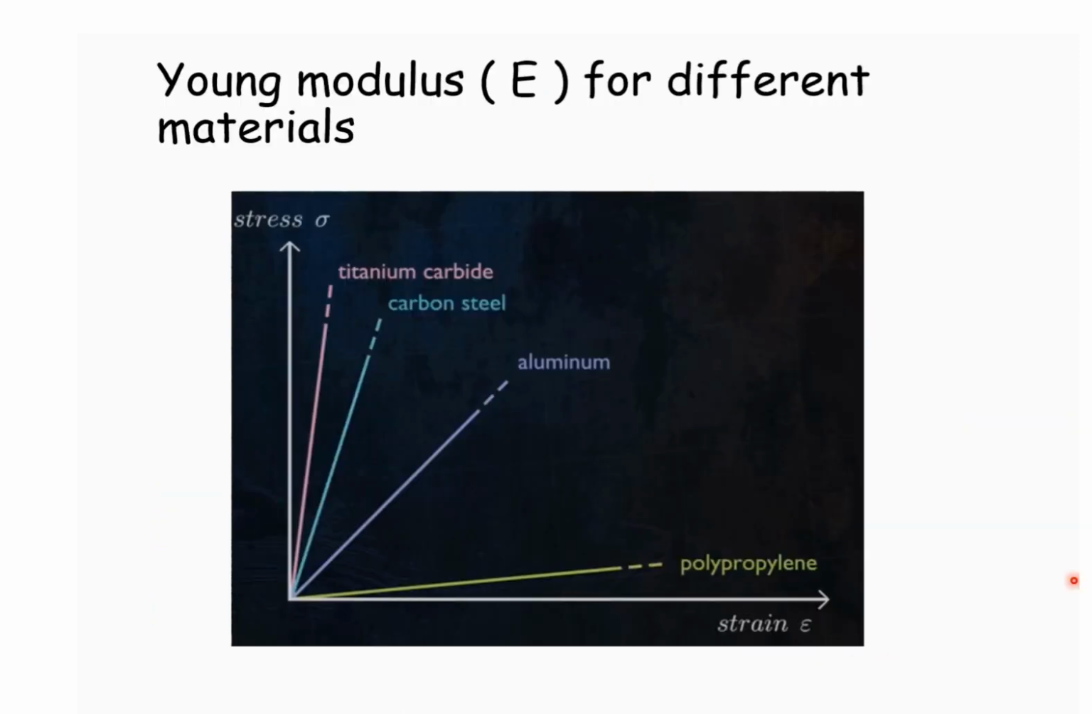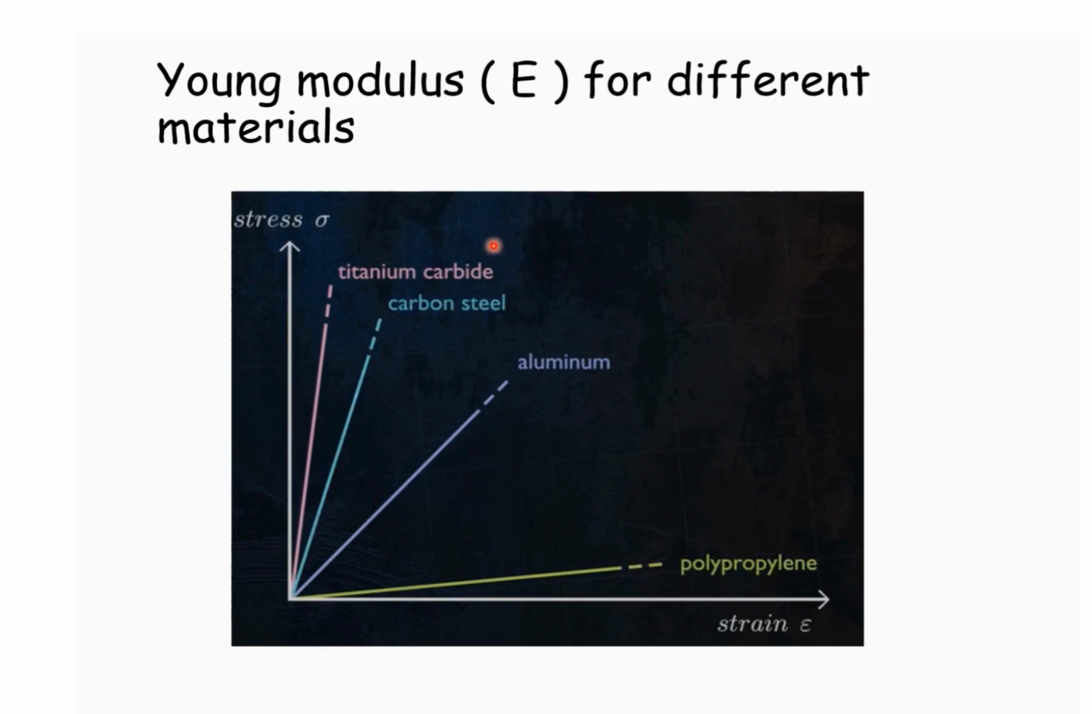And we know that different materials can have quite different values of Young modulus. For example, for anisotropic materials like wood or composites such as carbon fiber, the value of Young modulus will depend on the direction in which the loading is applied. From the graph here, we have Young modulus for different types of material. We have titanium carbide, carbon steel, aluminum, and also polypropylene.